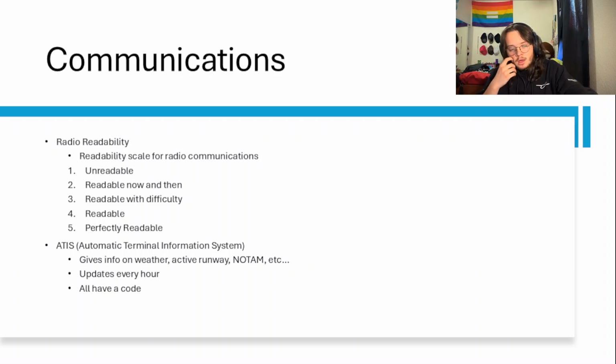All you have to know is the 3 is readable with difficulty, but it's useful to know all of them. 1 would be unreadable. You don't understand a single word this person's saying. 2 would be readable now and then. Sometimes you get what they're saying, but most of the time not. Readable with difficulty is 3. You get what they're saying if you really listen. 4 is readable, fine. 5 is perfectly readable, like if they're speaking in front of you.